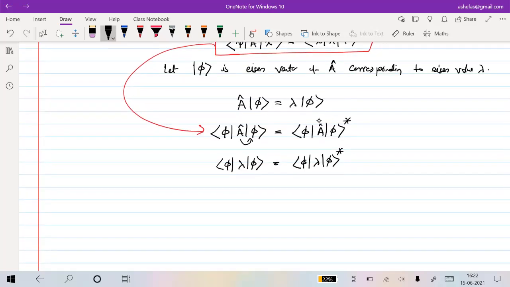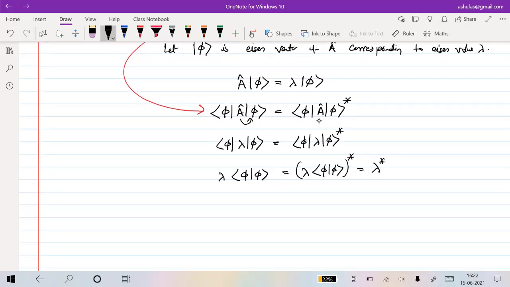Now I can take lambda outside, so lambda times the inner product phi phi. Here also I can take lambda outside, but there is a complex conjugate all over, so this is equal to lambda star times the complex conjugate of phi phi, which is simply lambda star times the inner product phi phi. You can do this complex conjugation and then just interchange the bra and kets. So finally, this is your left side and this is your right side.